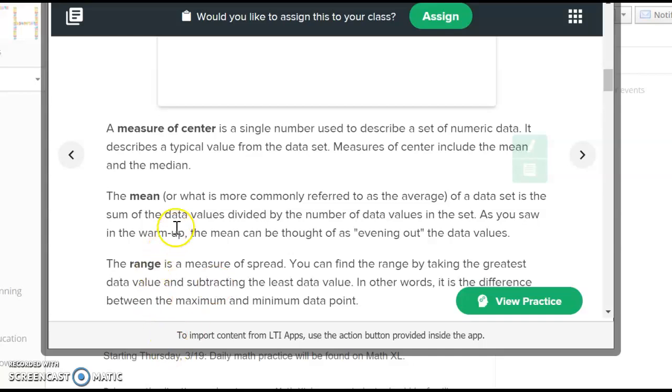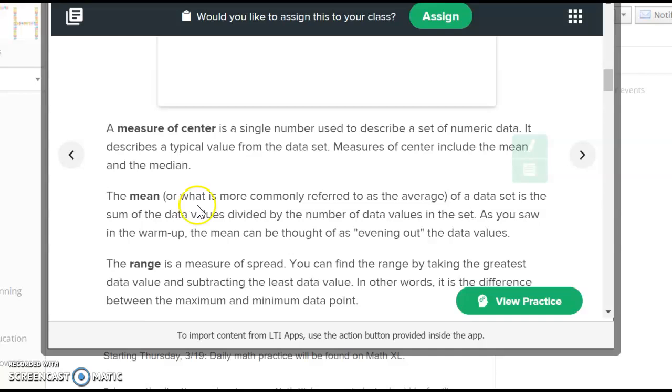You can also think, when you want to find the mean, you can think of it as being mean because there's a lot of work involved. You have to divide, or at first you have to find the sum, and then you've got to divide. So there's a little work involved to find the mean.